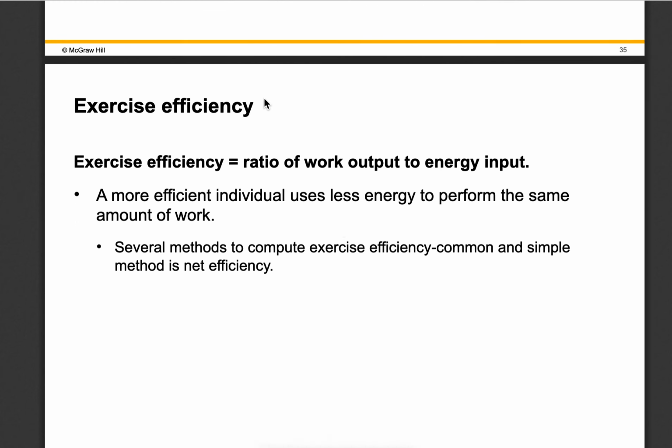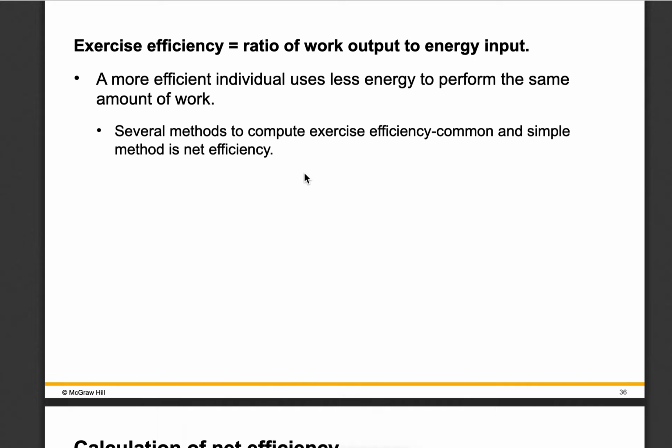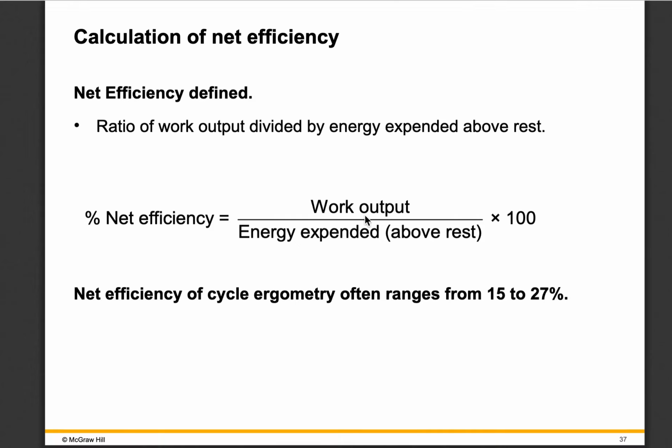But one other thing to note is something called exercise efficiency. Exercise efficiency is how much work or energy you're outputting, how much you're actually doing, versus the energy that you input. So how efficient are you at utilizing the energy inside your body that you're creating? There are several ways to do that. You're usually looking for a percentage: work output over energy expended.